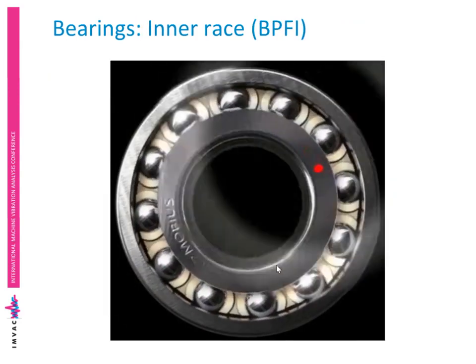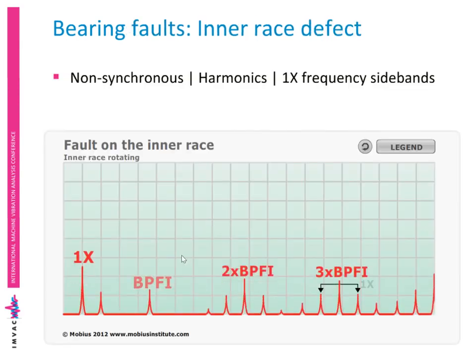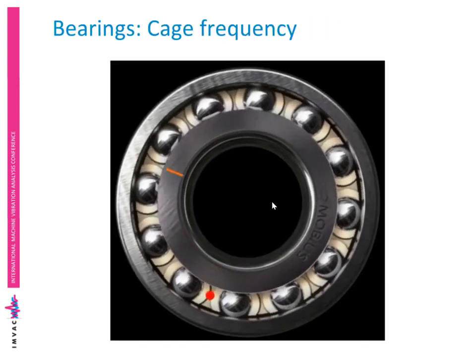Okay, if it's on the inner race, then we again expect to see harmonics. We again expect it to be non-synchronous, but now we will see sidebands. So now we've got these 1x sidebands on either side. So there'll be little peaks on either side separated by the running speed of the machine.